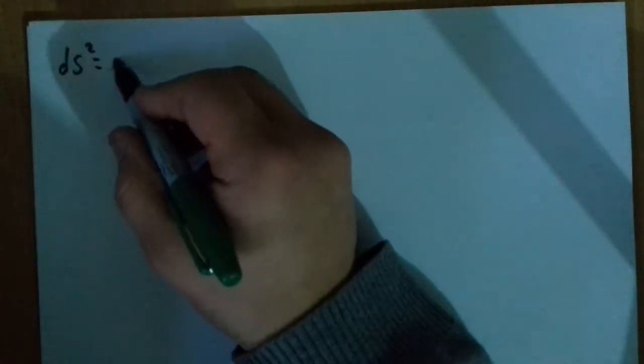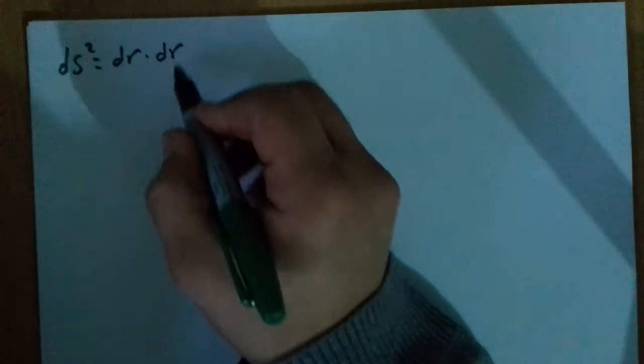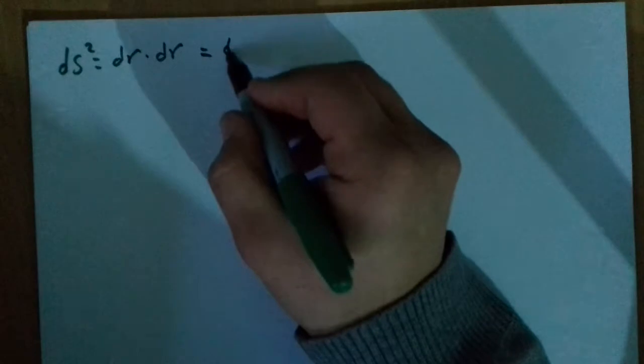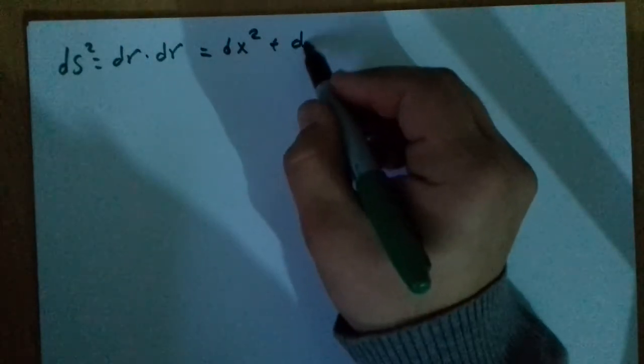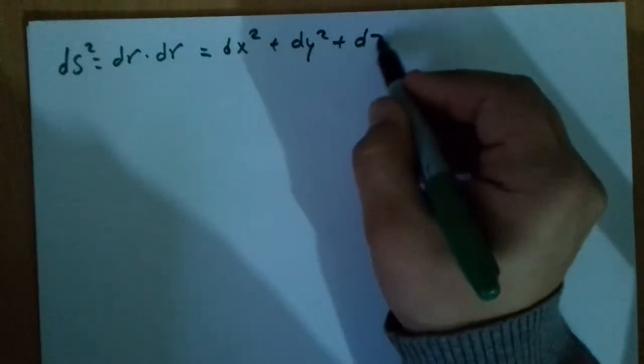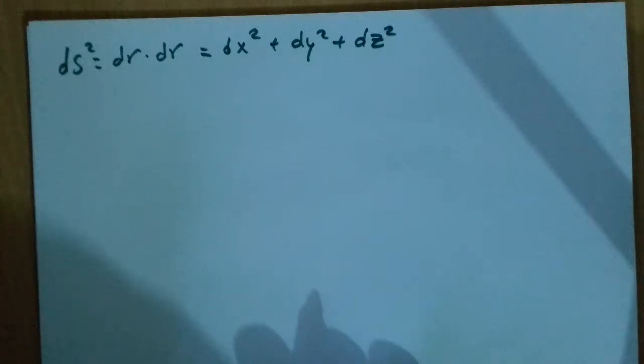Now let's begin by writing the line element in Cartesian coordinates. So the line element ds squared is dr times dr, which is here dx squared plus dy squared plus dz squared.